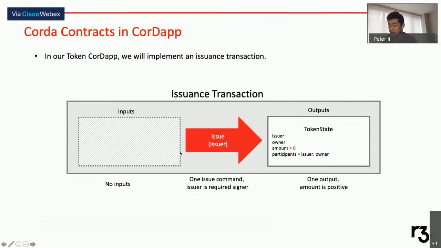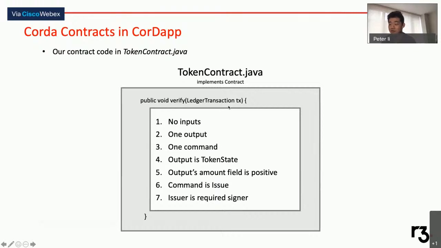So this is the transaction that we're going to build. And remember, the ledger update is done through transactions. What's important for the transaction is all the checklists, the contract rules. And here are the contract rules that we need to follow.